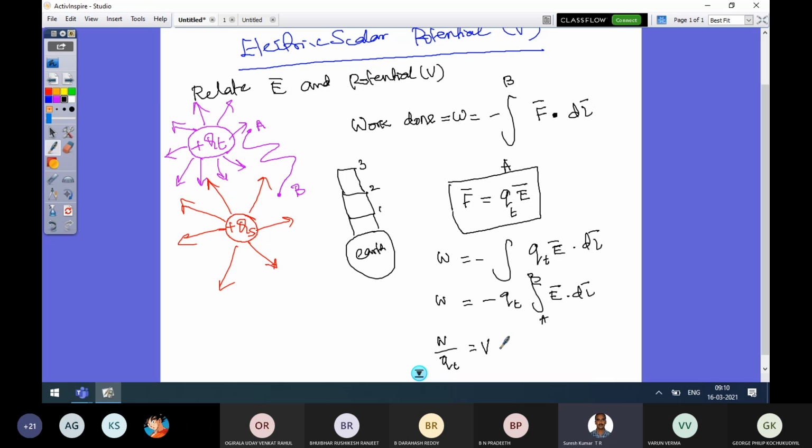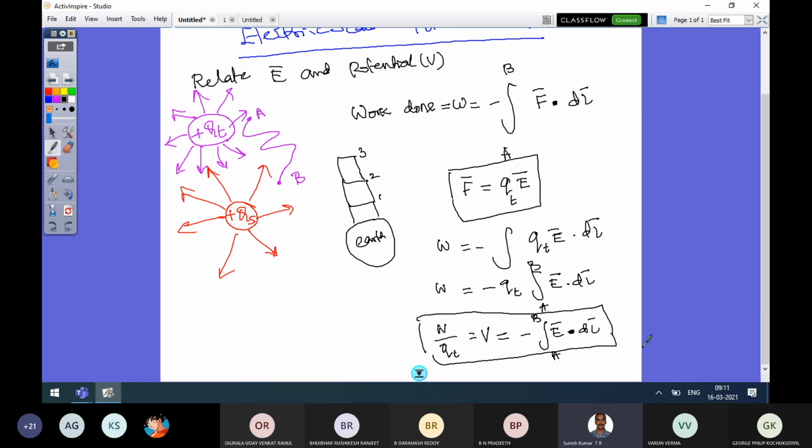Work done per charge is potential. The ratio is known as potential. Work done per charge is known as potential. V will be equal to minus integral of E vector dot dl vector. So this is the equation for potential, the potential between point A and B. As we have moved a charge from A to B, to calculate the potential between point A and point B, you need to integrate the electric field tangential to the path, dl vector.